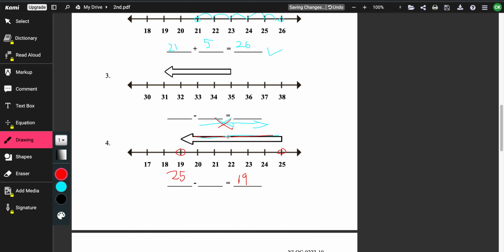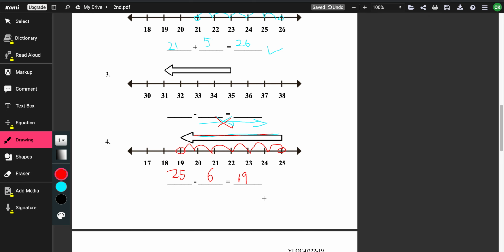And since we're going opposite, we're gonna have to count backwards: 1, 2, 3, 4, 5, 6. So we went backwards 6 times, which does equal 19. So 25 minus 6 does equal 19, which means number 4 is correct as well.